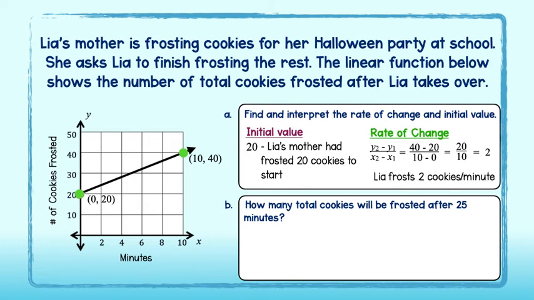Great. Now how many cookies will be frosted after 25 minutes? Remember, we can set up an equation in slope-intercept form to help us. So far, we know the initial value, or y-intercept, is 20. The rate of change, or slope, is 2. And we want to find the number of y cookies that will be frosted in 25 minutes, which we'll put in for x. All right, let's solve. 2 times 25 equals 50, and 50 plus 20 equals 70. After 25 minutes, there will be a total of 70 cookies frosted. Nice work!